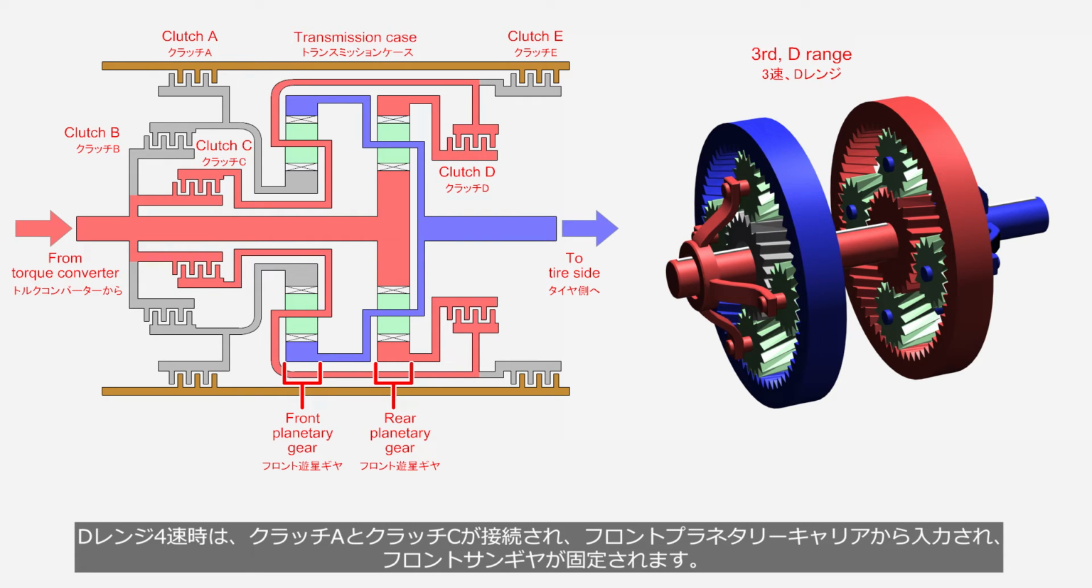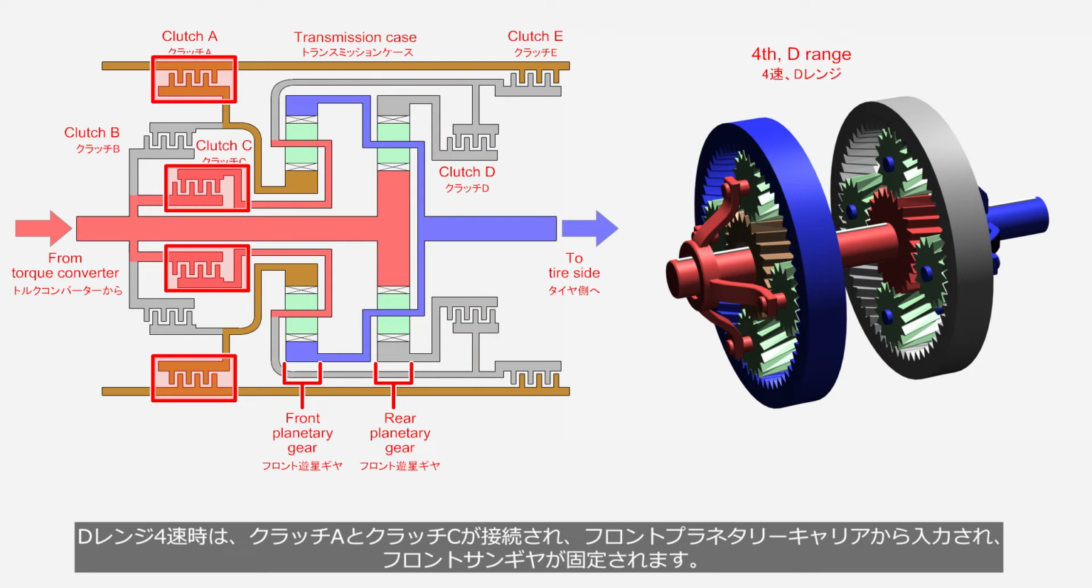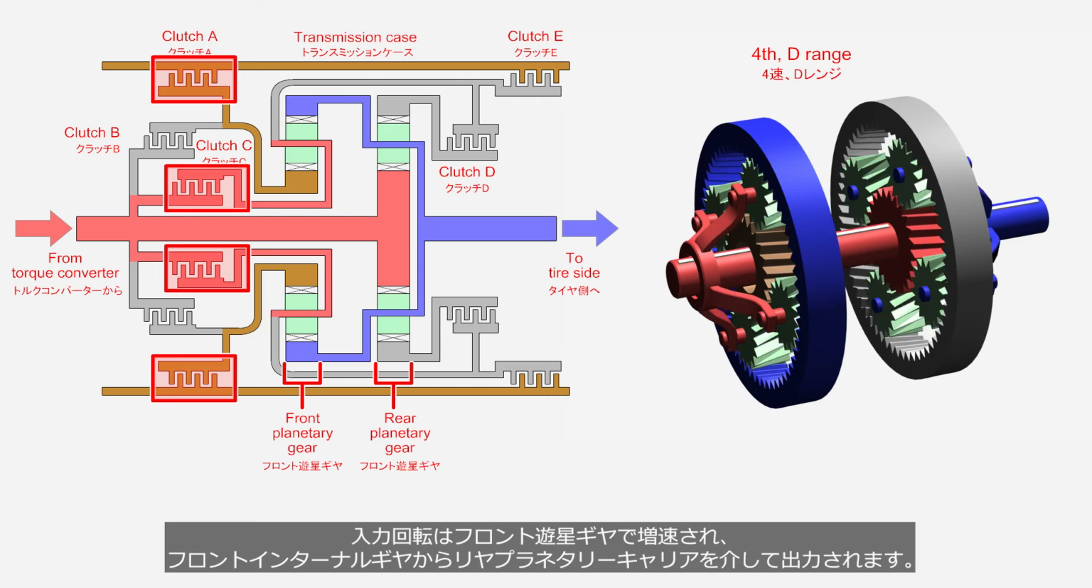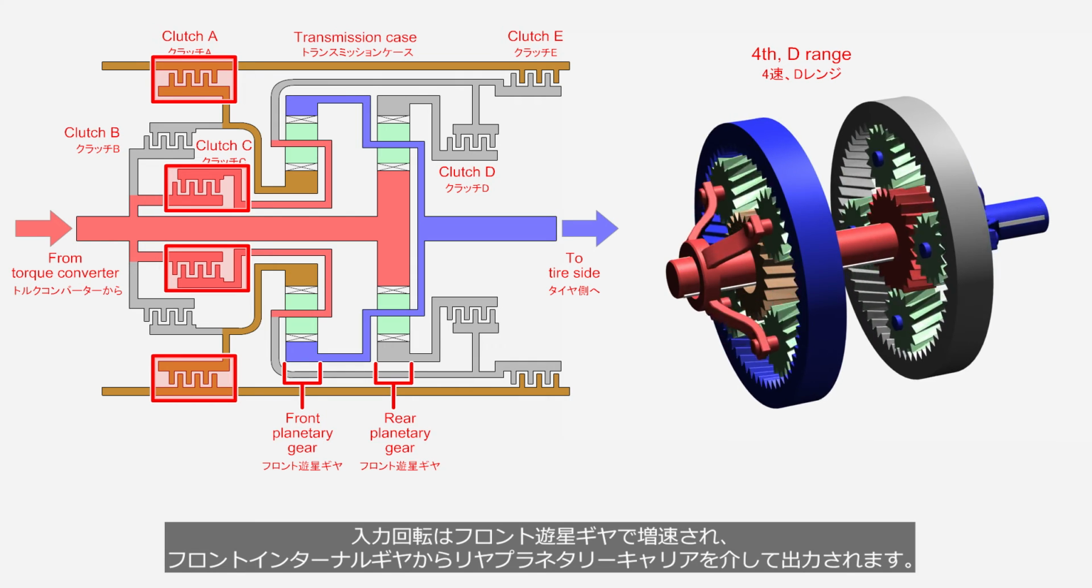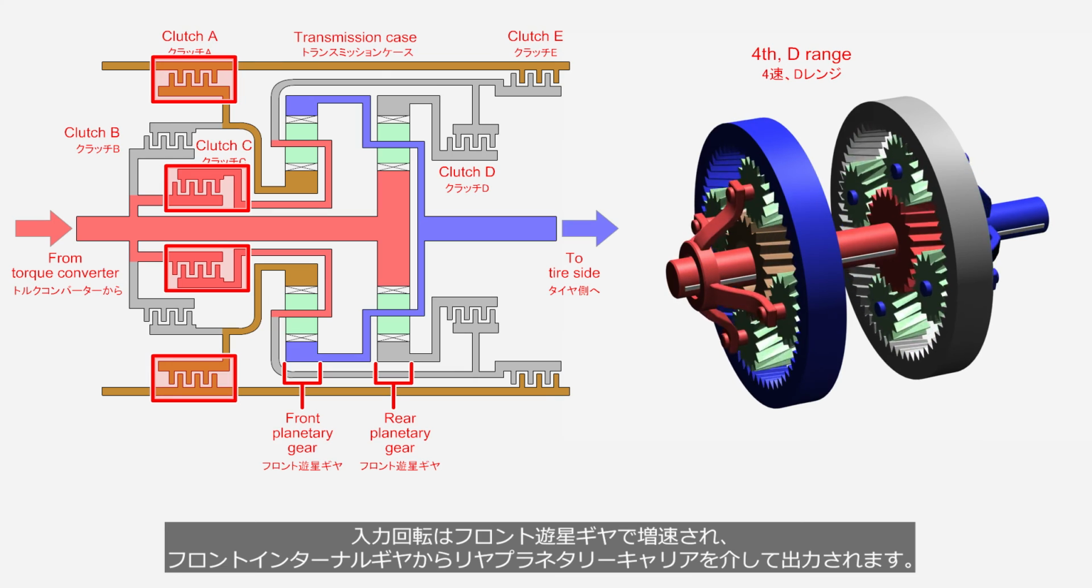In the fourth gear of the D range, clutch A and clutch C are engaged. The rotation inputs to the front planetary carrier, and the front sun gear is locked. The input rotation speed is increased at the front planetary gear, and then output from the front internal gear through the rear planetary carrier.